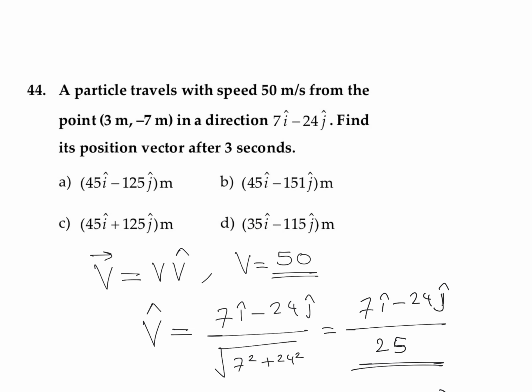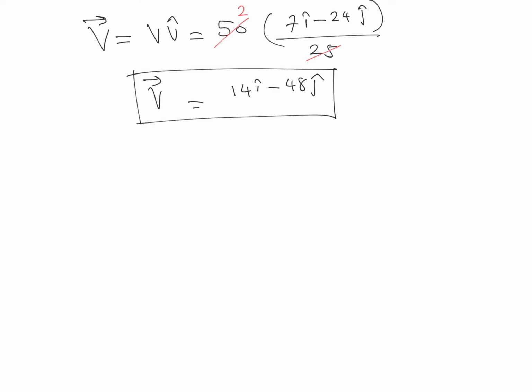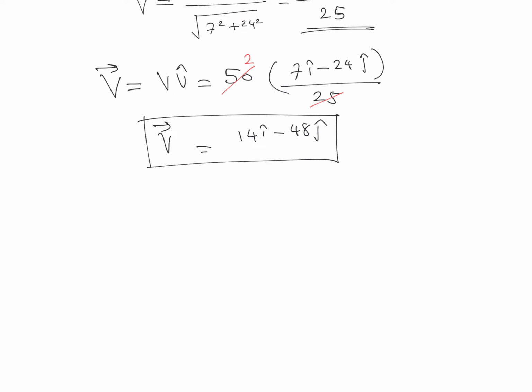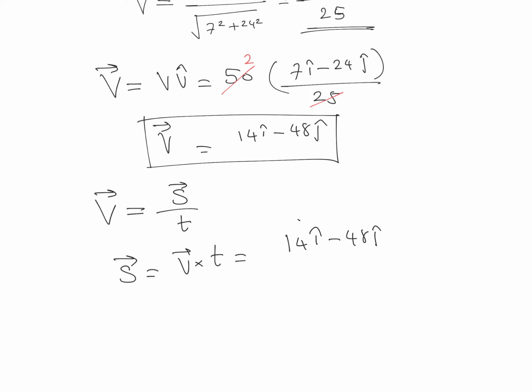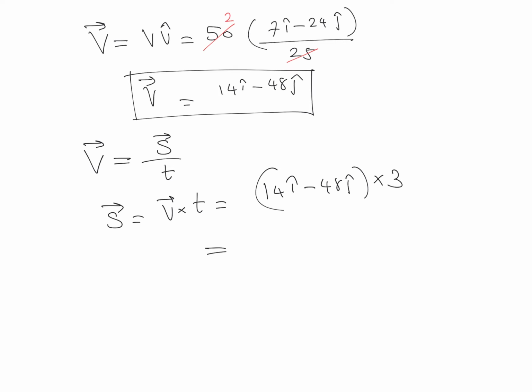But the question is not asking to find the value of the velocity vector. It is asking to find the position vector after 3 seconds. So we can find how much this particle is going to move in a time of 3 seconds. Velocity is equal to displacement divided by time, so displacement is equal to velocity times time. Our velocity vector is 14i cap minus 48j cap, and our time is 3.